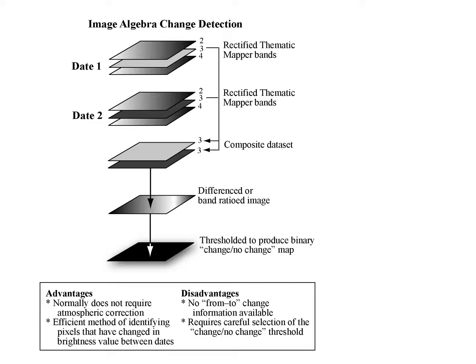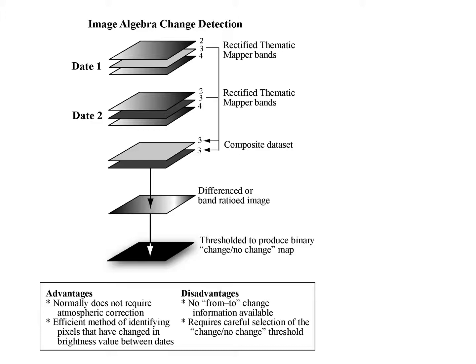For example, red, green, blue, or false color infrared, false color infrared. Then you compare those final composite outputs to each other, and you look for, why is my red different? Where is my green different? What have you. The threshold to produce change, no change is something you kind of got to come up with.